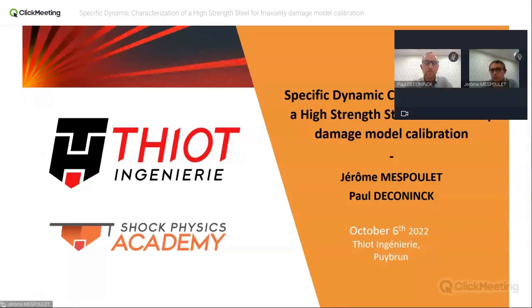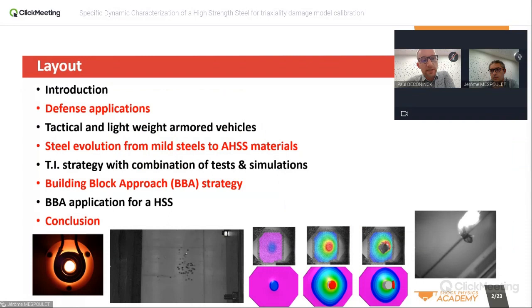So the main outline of this presentation is some explanation of some defense applications of the methodology we are going to present in this webinar, some information about high-strength steel, and also we will take time to develop a methodology called the BBA, the building block approach. We will detail this methodology, and we'll apply it on high-strength steel.